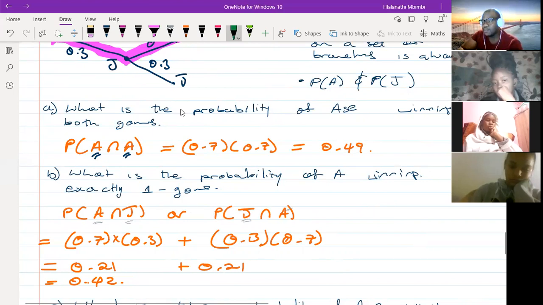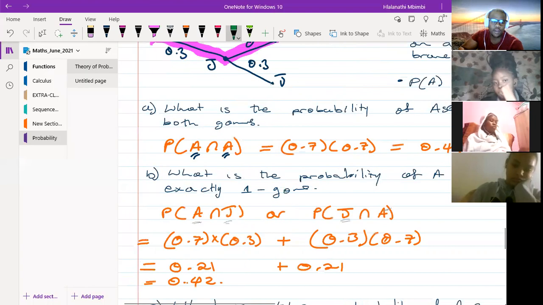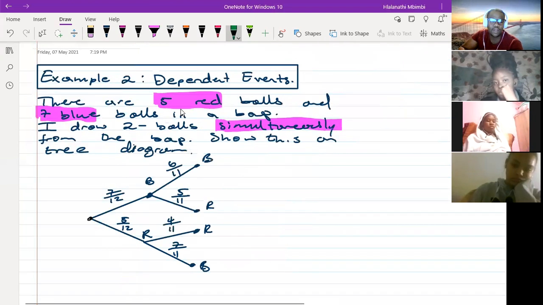I'm not going to do them here. You can play around with them. The way you approach them, nothing will change. But it's a very nice way to see how dependent events play out.